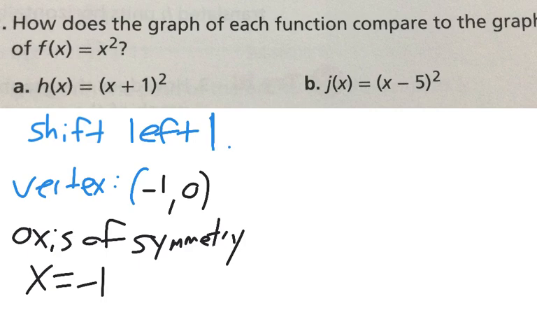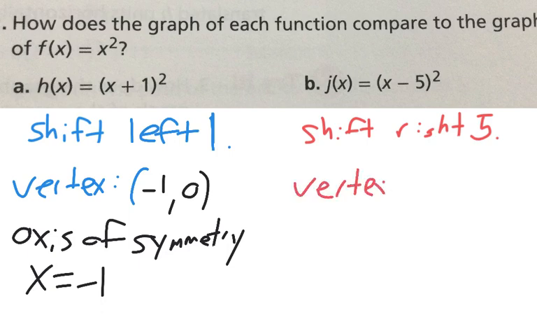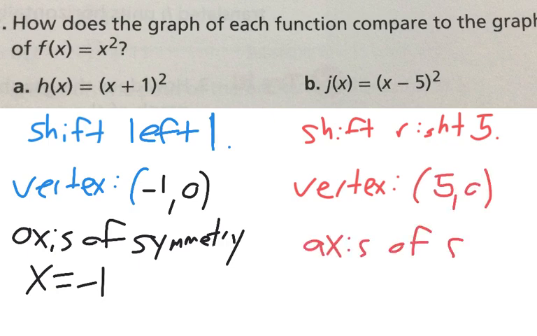Okay, what about the second one? (x minus 5) in parentheses, squared. This is going to shift the graph right 5. So where's the vertex going to be if I shift right 5? (5, 0). The axis of symmetry is going to be x equals 5.